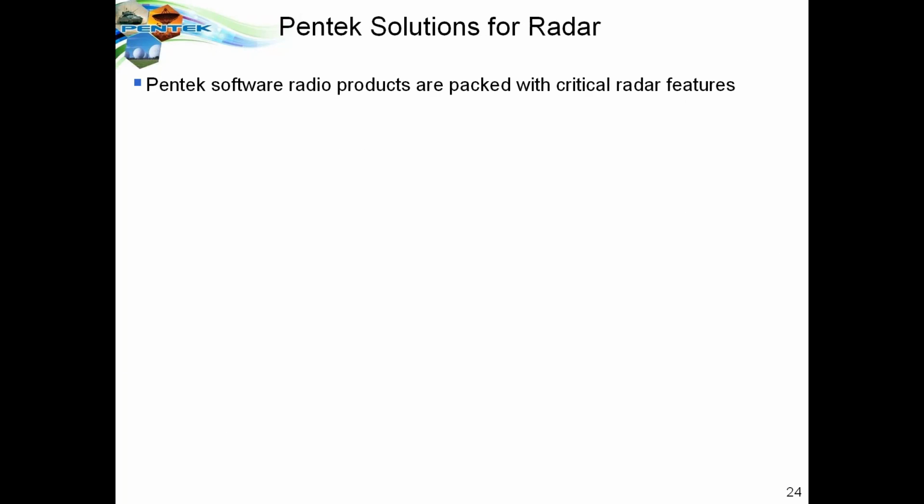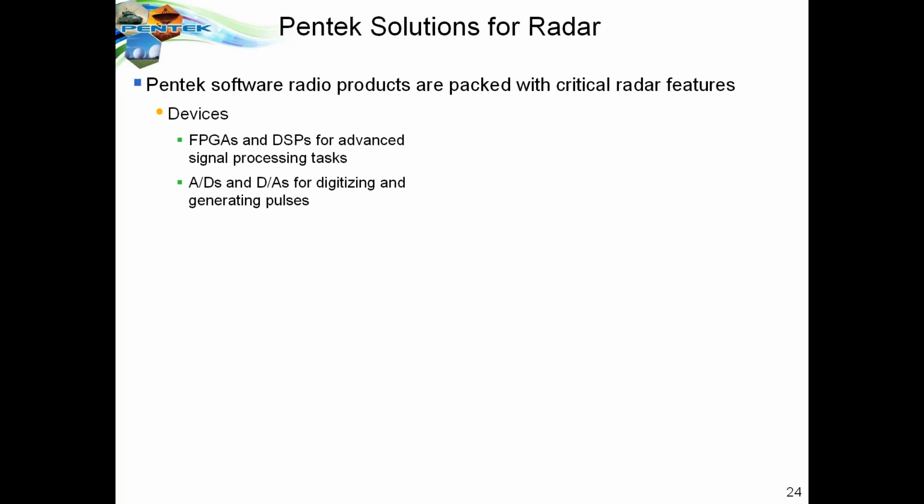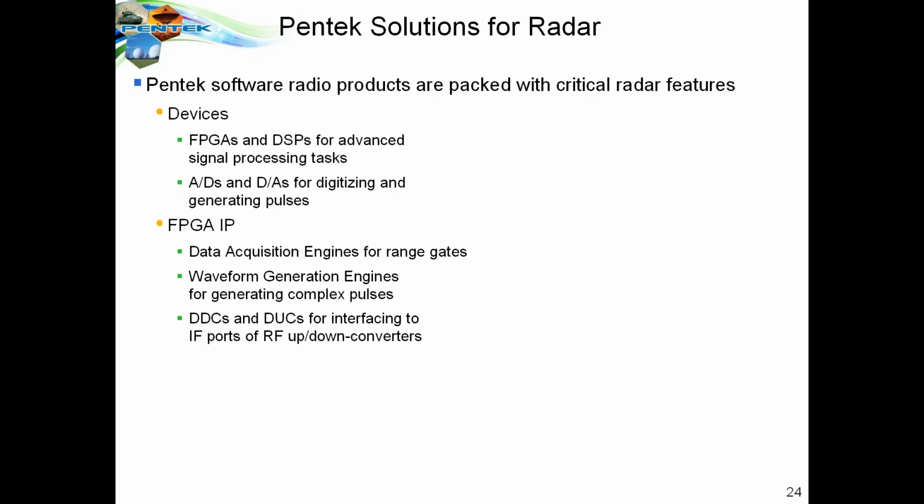Pentek products are truly geared for radar. Our software radio products are filled with critical features very important to radar operation. We include the FPGAs and DSPs for advanced signal processing tasks like pulse compression, for example. We also include A to Ds and D to A converters for digitizing and generating the pulses. Inside the FPGA, we include our waveform generation engines and our data acquisition engines, along with the linked list controllers. We include digital up converters and digital down converters for interfacing to IF or RF ports on your system.